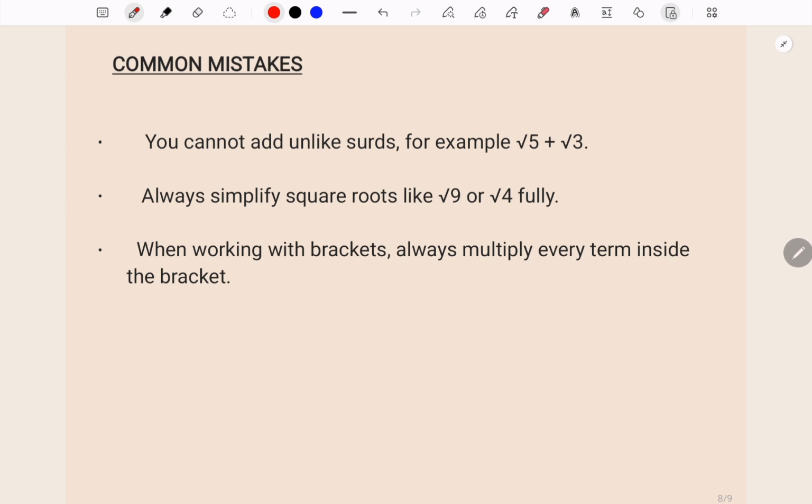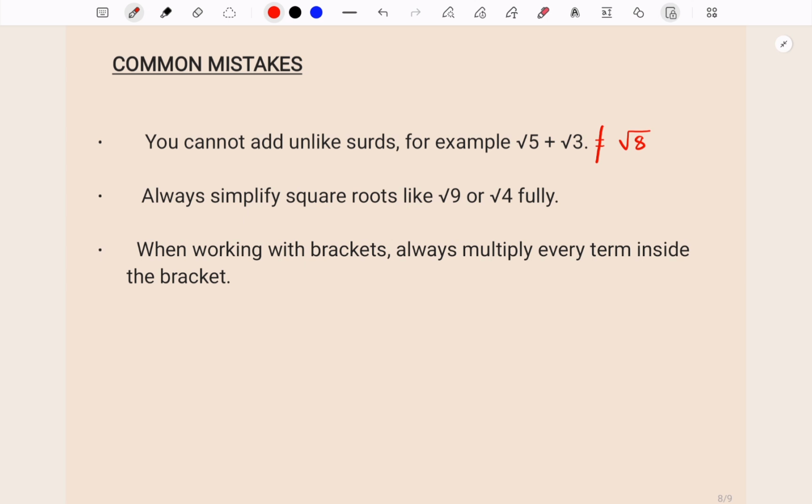Okay, now let me quickly point out a few common mistakes. The first one is you cannot add unlike surds. For example, root 5 plus root 3. You cannot write root 5 plus root 3 is equal to root 8. That is completely wrong. We cannot add unlike surds.